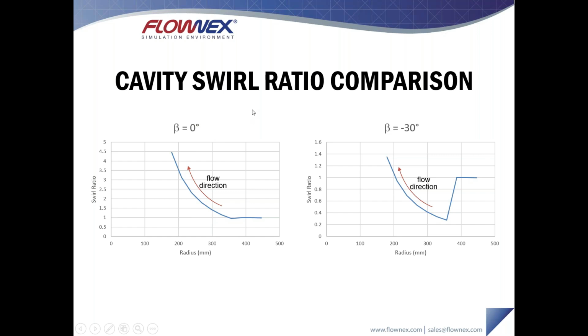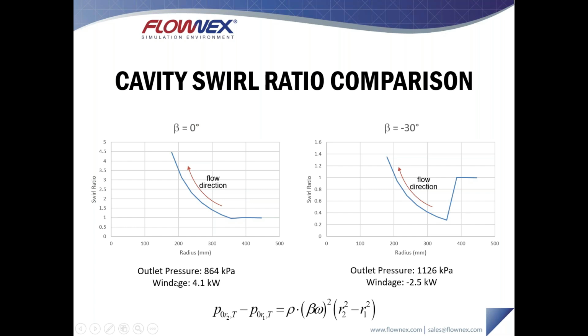The air that enters the cavity has a fair amount of angular momentum, and as that air is forced to travel radially inward, we see its tangential velocity increase as a result. You notice that in both cavities, an inward flow in our radial direction results in quite a large increase in our swirl ratio. When we look at the actual results from these simulations, we see that for a hole that has no forward or backswept angle, we see an outlet pressure of about 864 kilopascals, whereas for a case where we have a backswept angle of 30 degrees, we see an outlet pressure of 1,126 kilopascals.